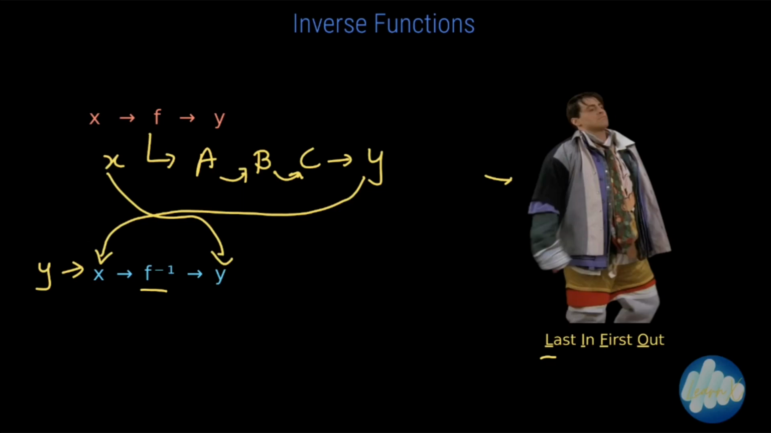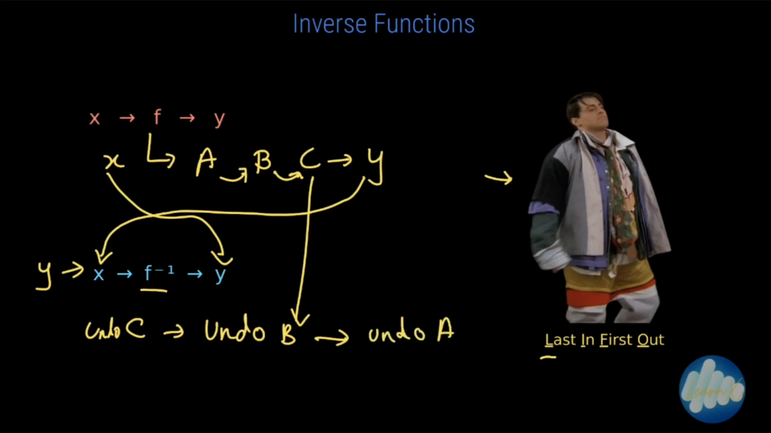Now, how do we do this? Well, we got to start by undoing this. So you have to undo c, then undo b, and then undo a, in that order. So that order of undoing is important, right? Whatever you did last should be undone first, right? That's how it works. You can also think of it as a stack that you add on.